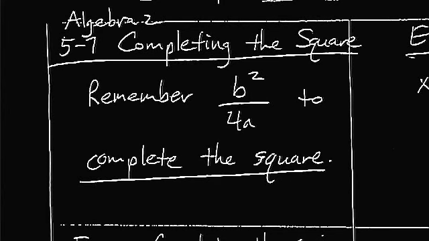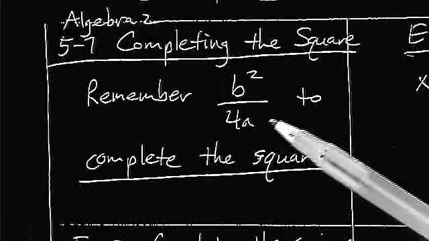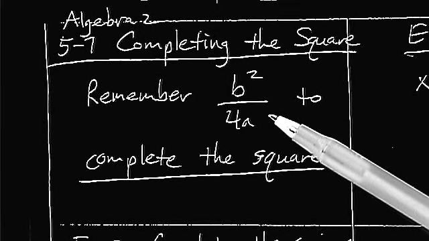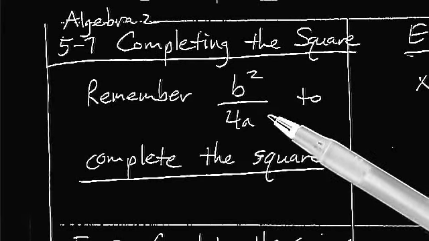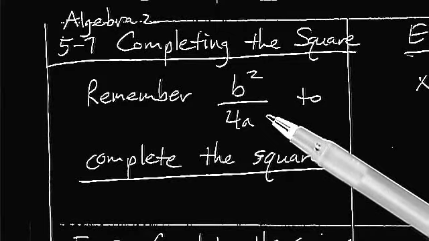But I want you to remember something. Whenever you're completing the square, you're going to need to use this b squared over 4a. This is what's going to be added to both sides of the equation as we go through the process of completing the square.